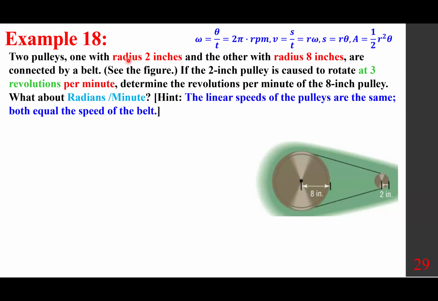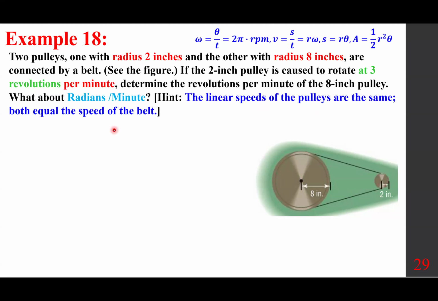Two pulleys, one with a radius of 2 inches and the other with a radius of 8 inches, are connected by a belt. If the 2-inch pulley is caused to rotate at 3 revolutions per minute, determine the revolutions per minute of the bigger one, the 8-inch pulley. What about radians per minute?